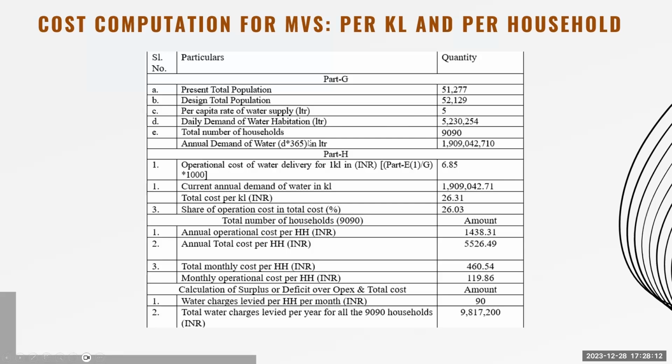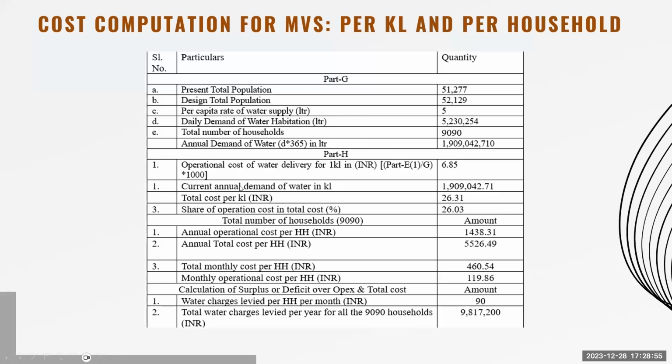And the total number of households is 9,090. Therefore, one can come up with the annual demand of water, which is this daily demand multiplied by 365. So that will be the total demand for water. One can convert that into kiloliters by dividing by 1,000. Okay. So then we can now calculate the operational cost of water delivery per kiloliter, which turns out to be 6.85. So the 6.85 is the operational cost of water delivery in this particular case at the MUS level.